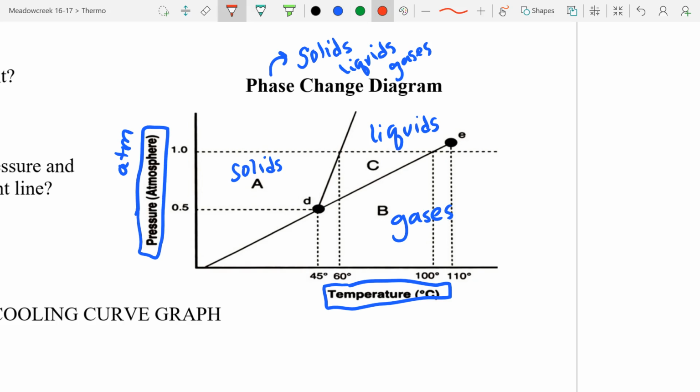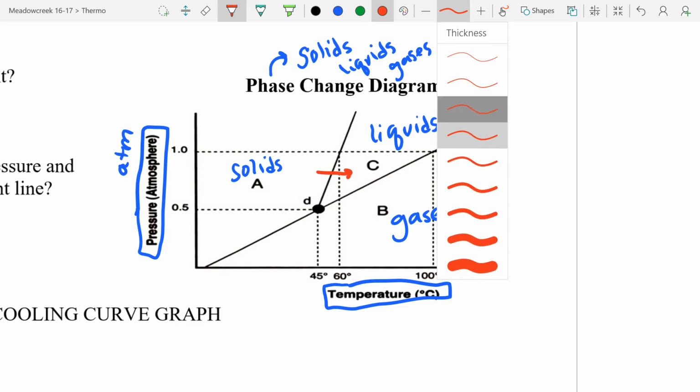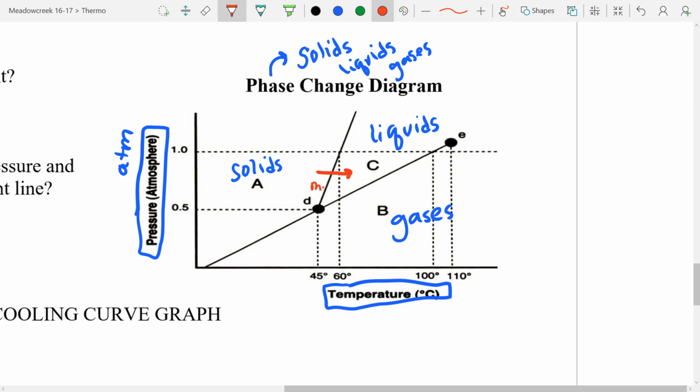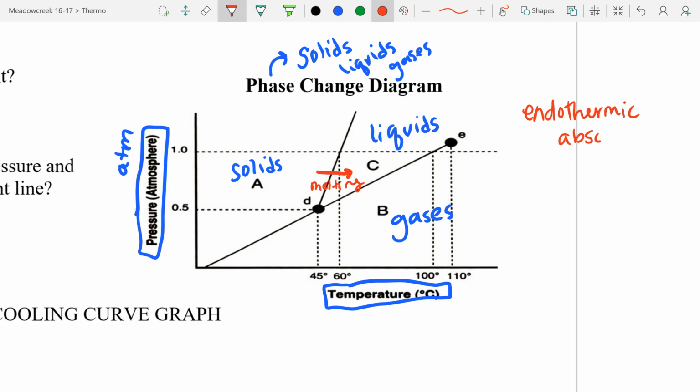Now, in these processes, as a solid changes into a liquid, we have melting, right? Now, when things melt, they take in energy. So that would be an endothermic reaction, because it absorbs energy. In that case, we know that in order to go from ice to water, it has to absorb heat.